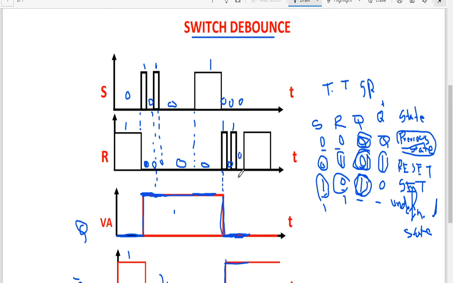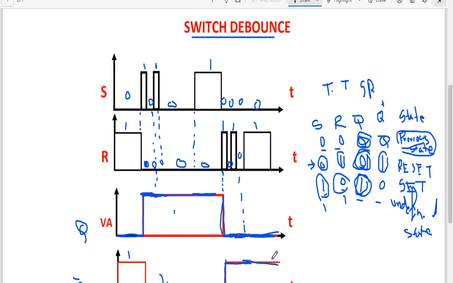Now when S is 0 and R is 0, we are currently here. When S is 0, R is 0, Q remains in the previous state, and Q bar also remains in the same complemented state. Now here S is 0 and R is 1. I am talking about this state. When S is 0, R is 1, Q is going to be 0 and it continues to be in the same state.